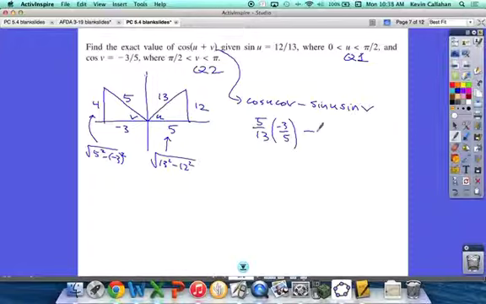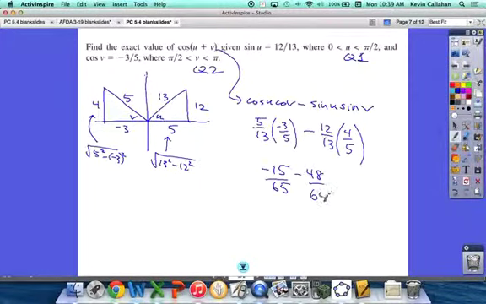The sine of u, which was given to us, is 12/13. And the sine of v is over here, 4/5. Simplify: negative 15 over 65 minus 48 over 65, which is negative 63 over 65.